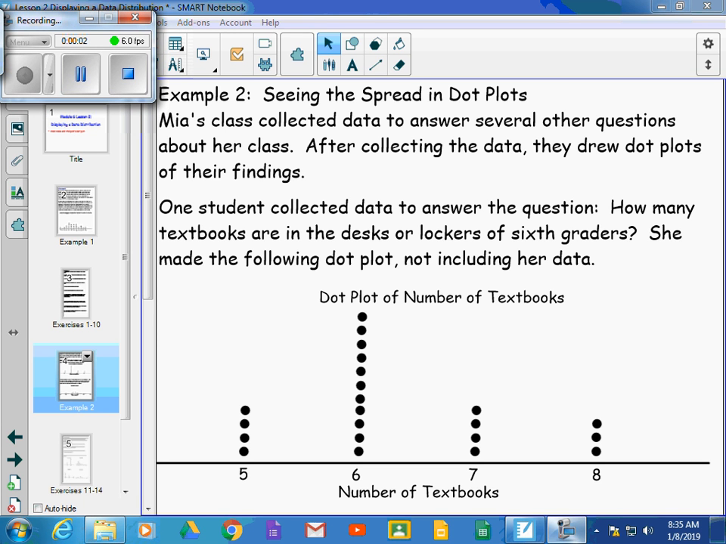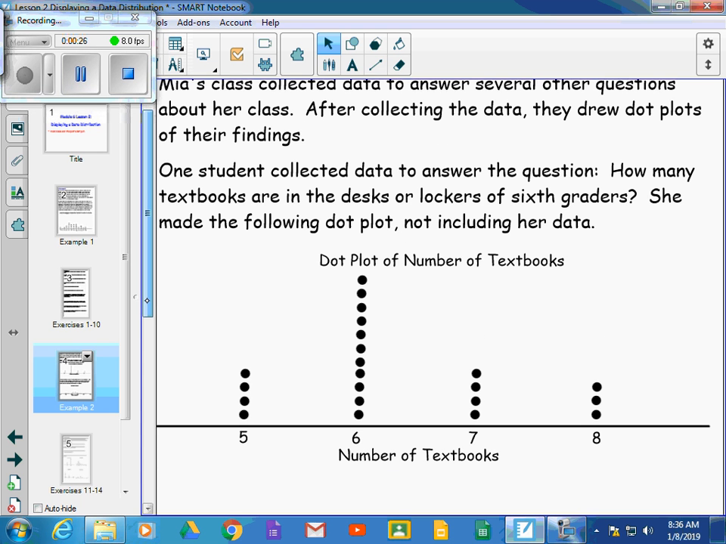Example 2. Mia's class collected data to answer several other questions about her class. After collecting the data, they drew dot plots of their findings. One student collected data to answer the question, how many textbooks are in the desks or lockers of 6th graders? She made the following dot plot, not including her data.